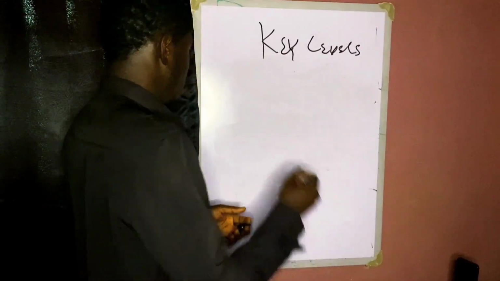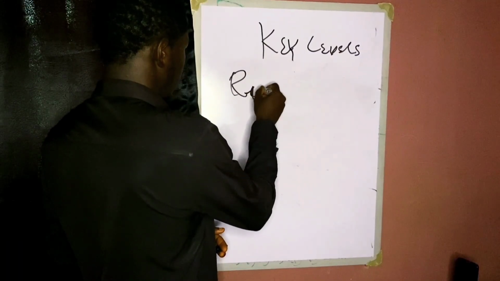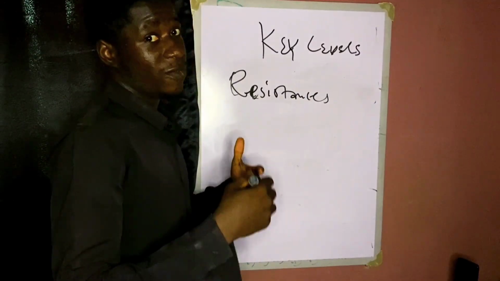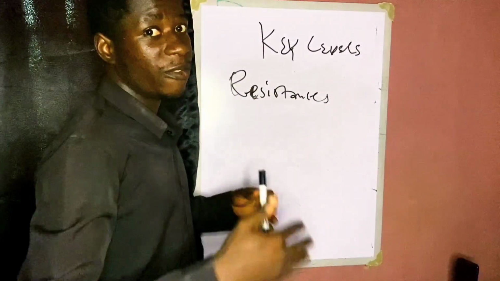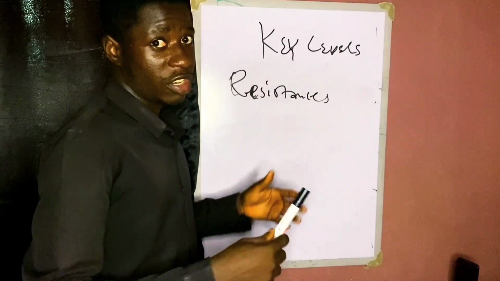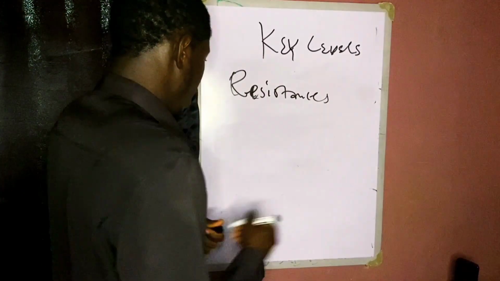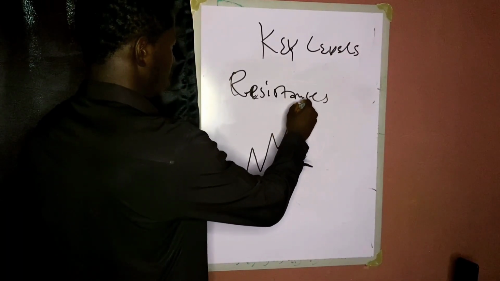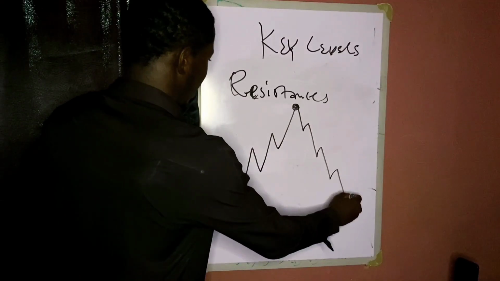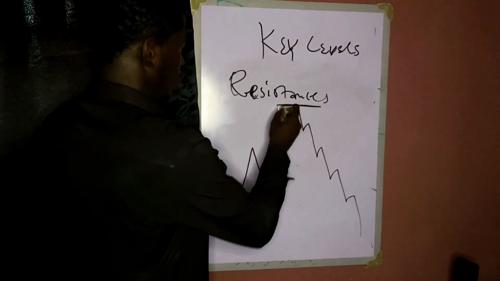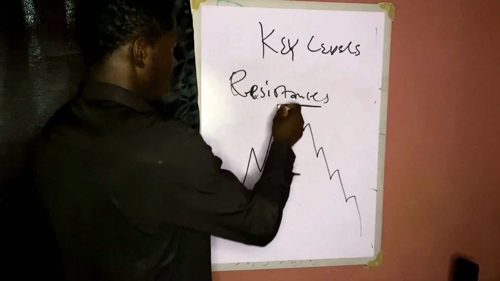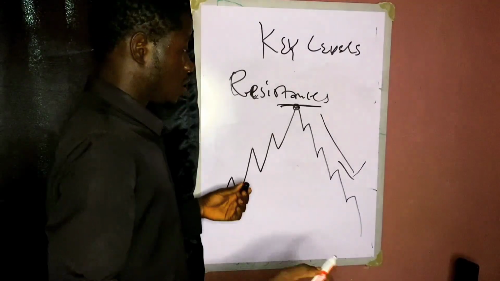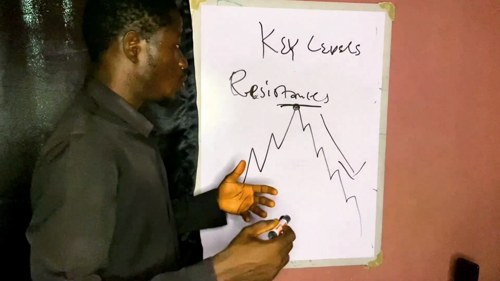Now let's talk about resistance. For resistance, you can consider it to be more or less a ceiling, where price gets to and fails to go higher, and changes direction to a downward move. So for example, if we have price trading up like this and price got to this point and changed direction downwards, this point is considered to be a resistance level, because at this point price failed going higher and changed direction to the downward side. So this is simply what we'll be looking out for.